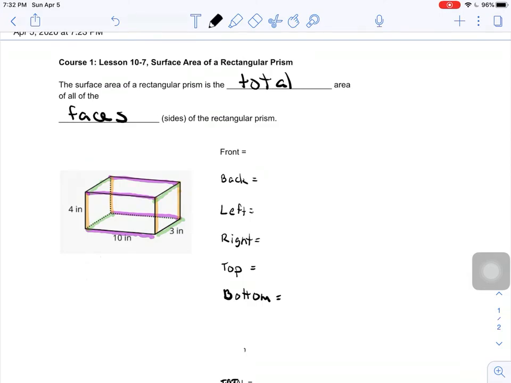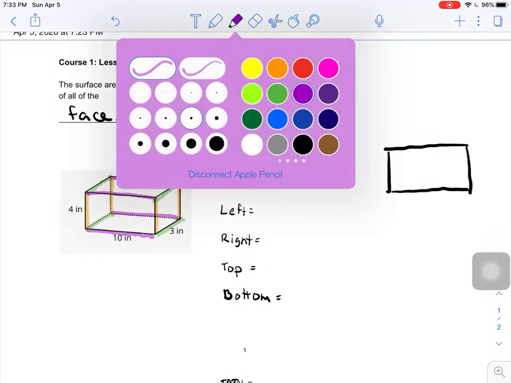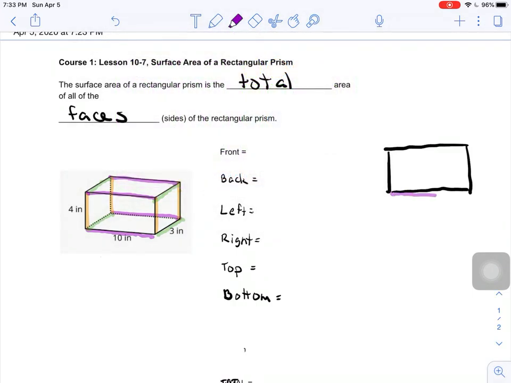So the front of the box and the back of the box are the same size. So the front and the back of the box, they're going to look kind of like this. So the front of the box has the purple side, and then it also has the orange side. So that means that the front of the box is going to be 10 inches by 4 inches. So if you kind of grab those measurements. So that would be the front. It's also going to be the back of the box.